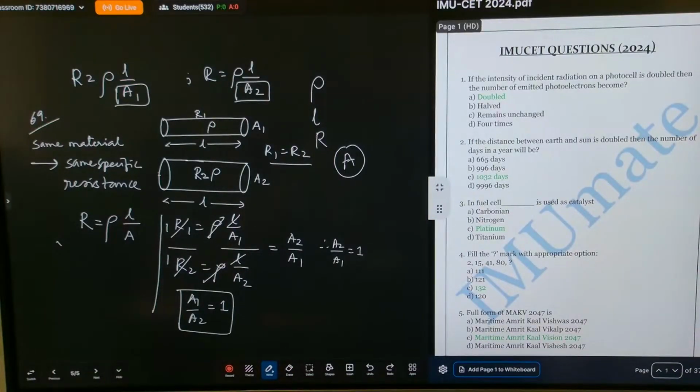Yes, Amit, you are absolutely correct. All of the other quantities are the same, so areas are also same. Alok is shouting B, B, and B. Okay.